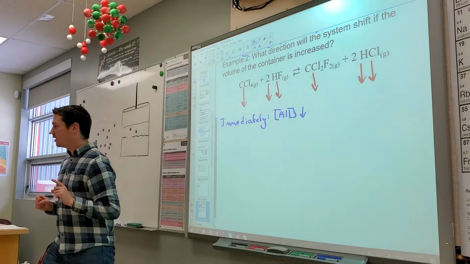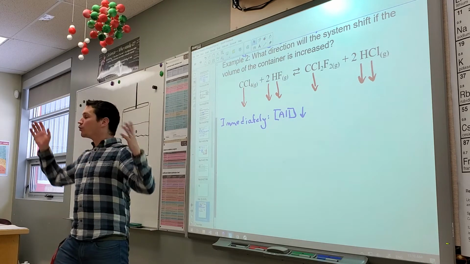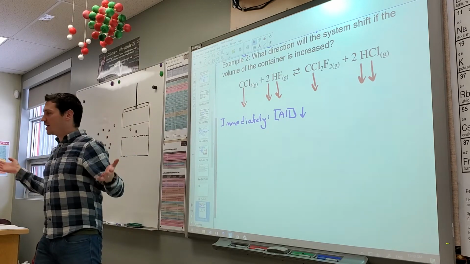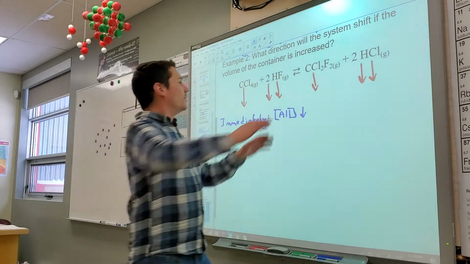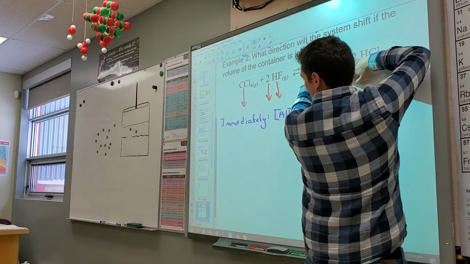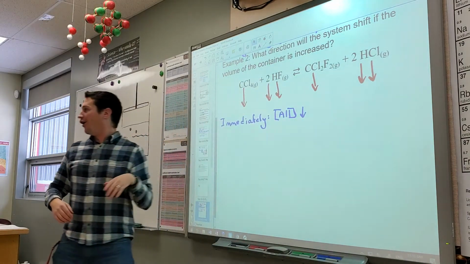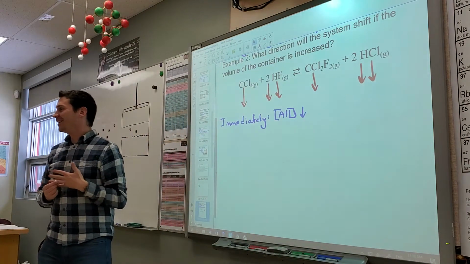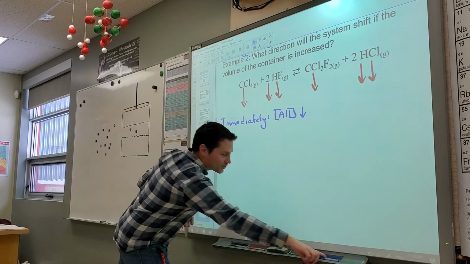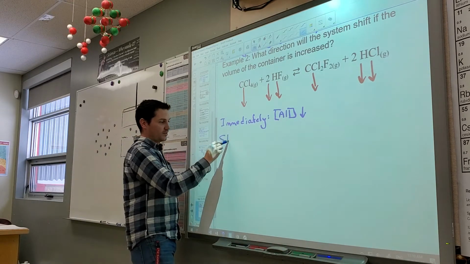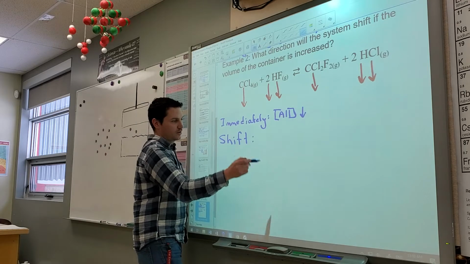Do you see that? Where do we have a greater overall change in concentration? How many down arrows on the reactant side? 3. How many down arrows on the product side? 3. Whoa! That's what I'm talking about. Which way will it shift?